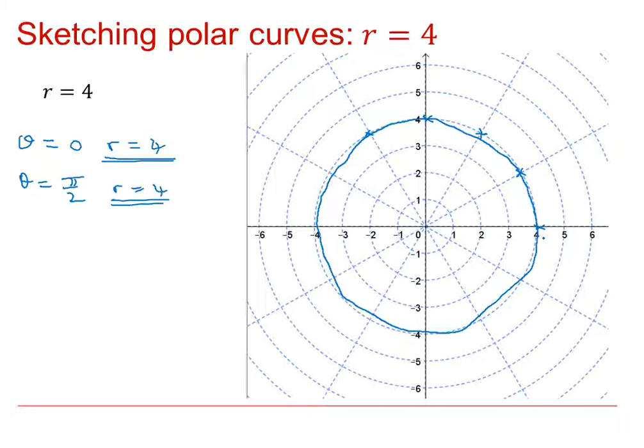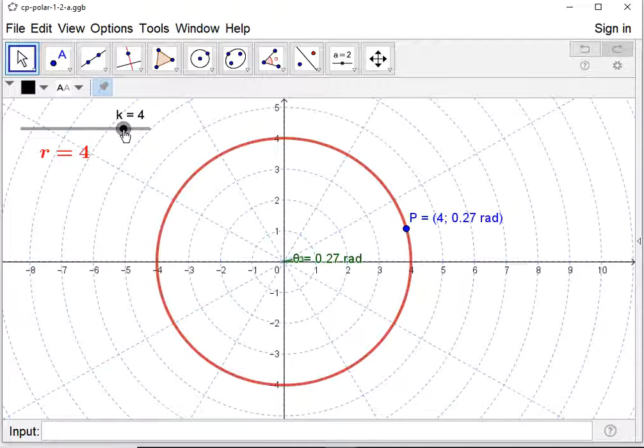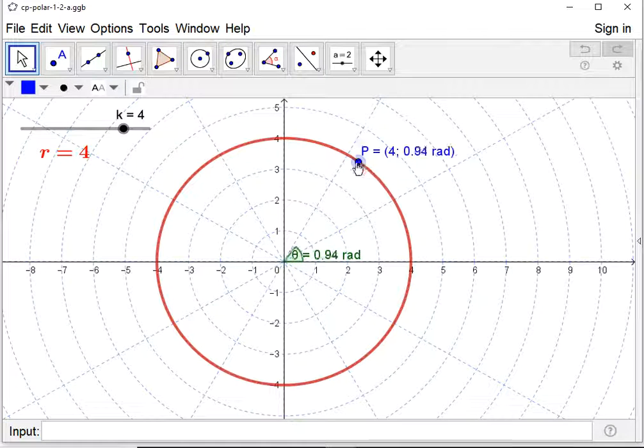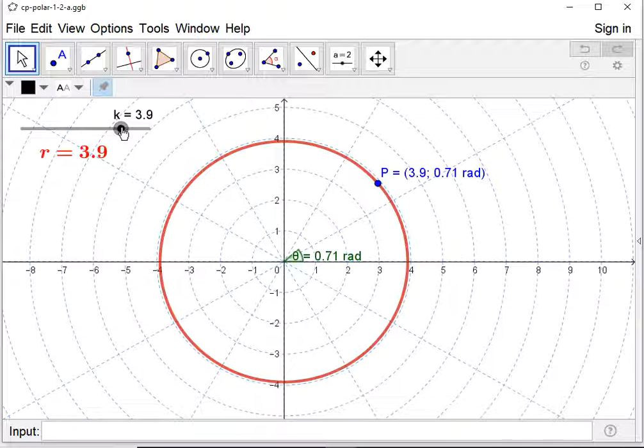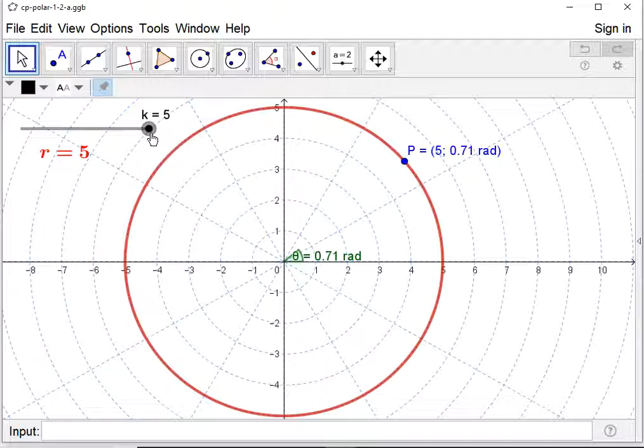And we'll have a quick look at this on a GeoGebra file now. You can see no matter what position we choose for P, r is fixed at 4, and it's for any value of theta. And all that happens if we make the constant bigger is we get a circle of bigger radius.